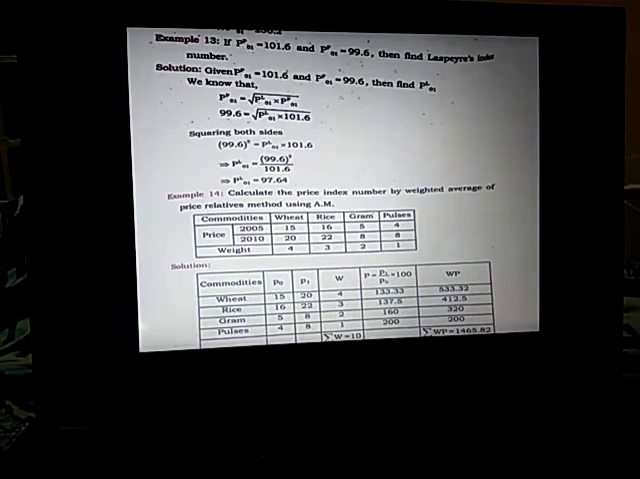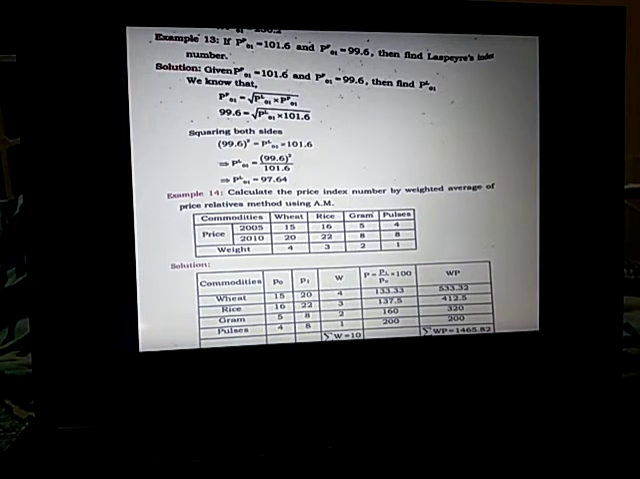The formula is Fisher's price index number equals root under Laspeyres price index number into Paasche's price index number. Now here the Fisher's price index number is known: 99.6 equals root under Laspeyres price index number into 101.6. So squaring on both sides you get 99.6 the whole square. The square root on the right hand side vanishes, equals Laspeyres price index number into 101.6. So the Laspeyres price index number will be 99.6 the whole square divided by 101.6, that is 97.64.